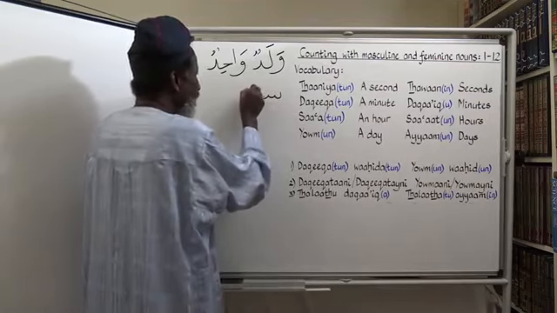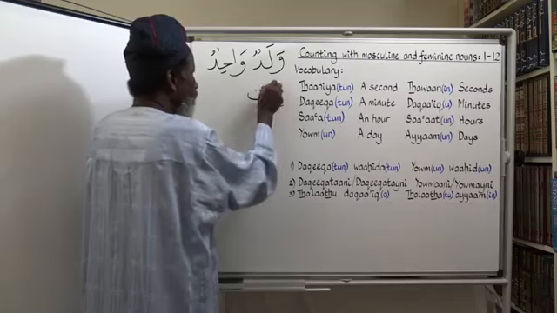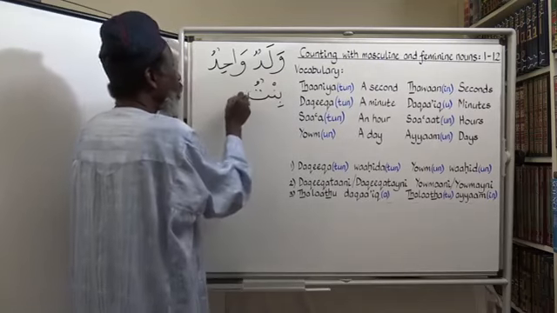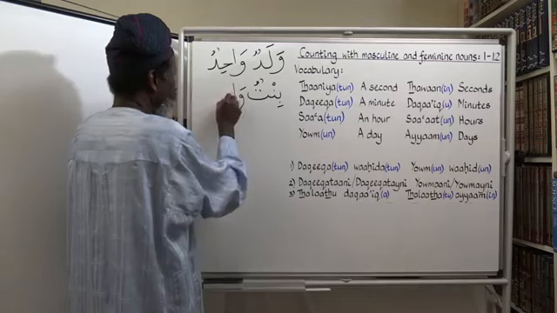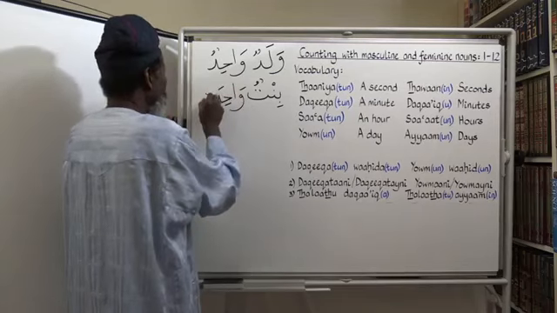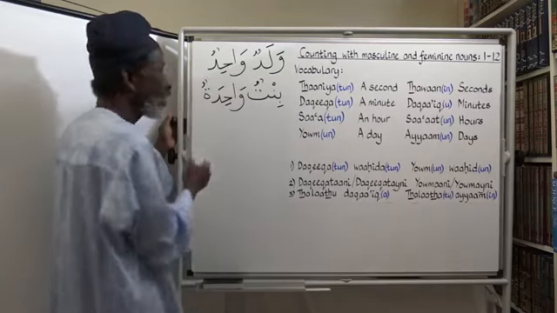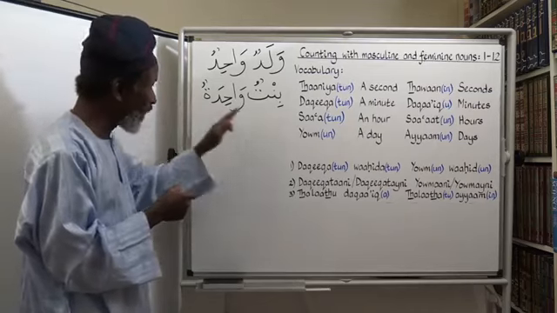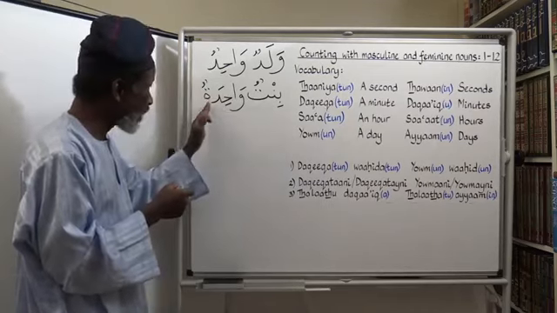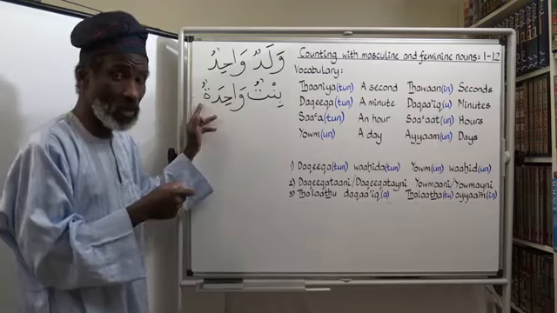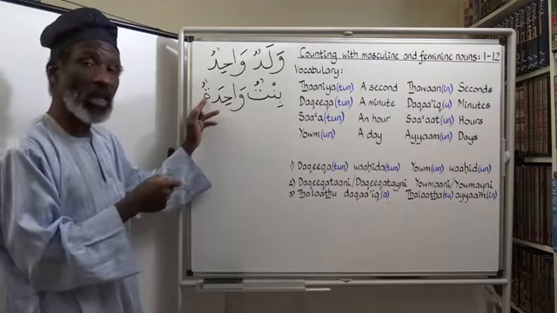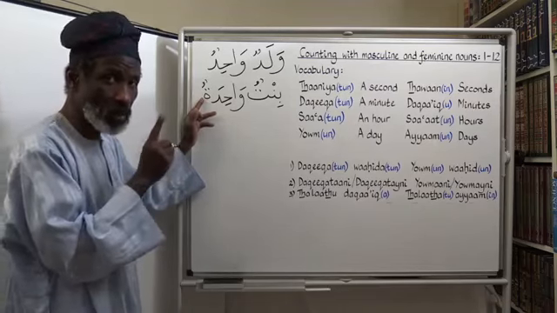Bintun, that's a girl. Wahidatun. Again, they need to match in gender. Bintun, a girl. Wahidatun, that's one, and that's the feminine version. Hence, we have this ta marbuta, which I explained previously in one of the lessons.